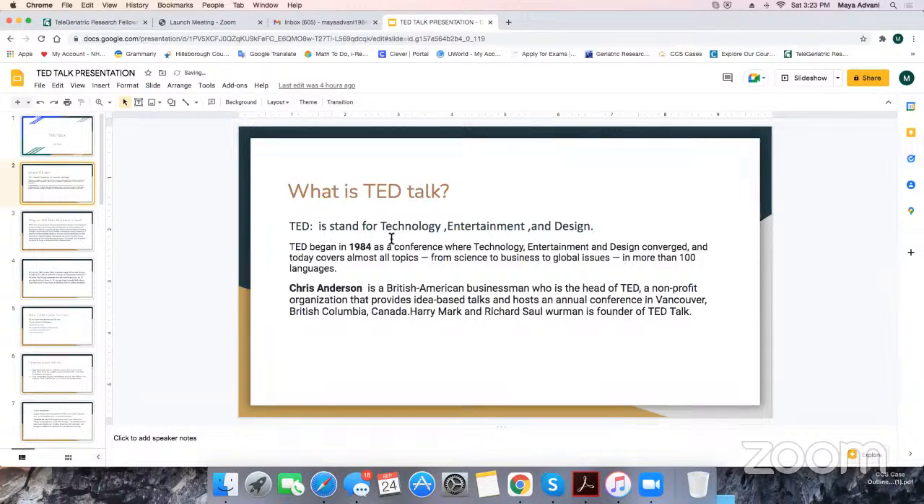And TED Talk is nowadays owned by Sir Chris Anderson. He's a British American businessman who is the head of TED, a non-profit organization that provides idea-based talks and hosts an annual conference in Vancouver, British Columbia, Canada. And who is the founder of TED Talk? Actually, the founders of TED Talk are Harry Marks and Richard Saul Wurman.